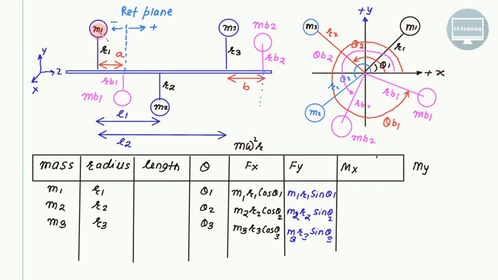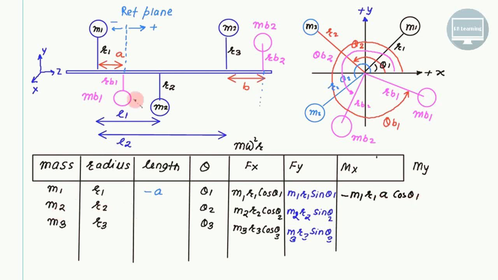So this M1 is at a distance of A, but is it a minus A value? So the corresponding entry will be, what is moment? Moment is defined as the force multiplied by the corresponding distance. But we are not considering the omega square, so we simply write the minus quantity, minus M1 R1 A into cos of theta 1. Correct? If you multiply the given force with the distance A, that is called moment.